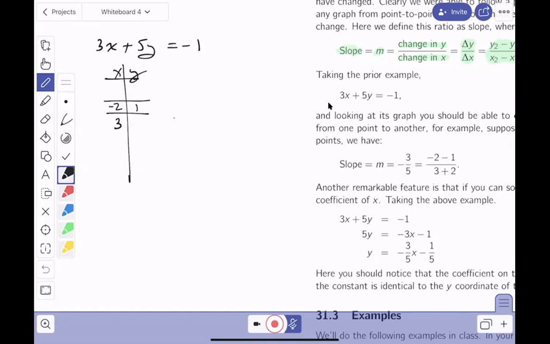Let's put this down. 9 plus 5y is equal to minus 1. 5y is equal to minus 10. Well, y would be minus 2.